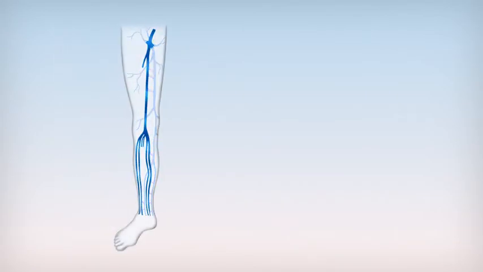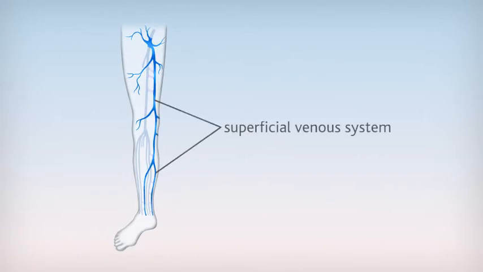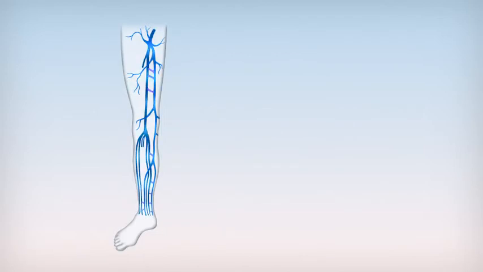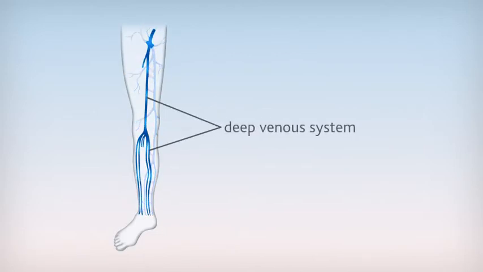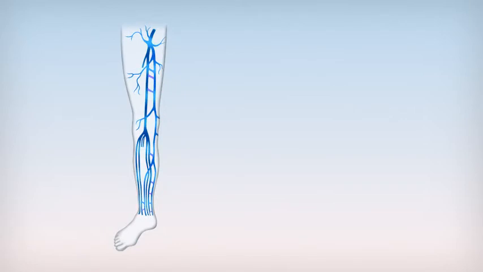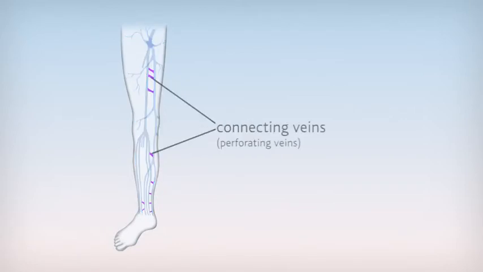There are deep leg veins and superficial leg veins. The superficial venous system runs in and just below the skin. It transports blood from the skin and sublayers of the skin back into the deep venous system, accounting for about 10% of the return transport of the blood. The deep venous system is located deep inside the legs. It transports about 90% of the blood back to the heart. The superficial and deep venous systems are interconnected at certain places by connecting veins.